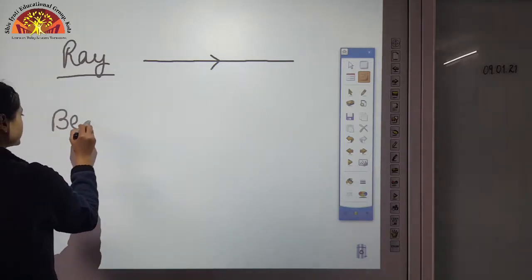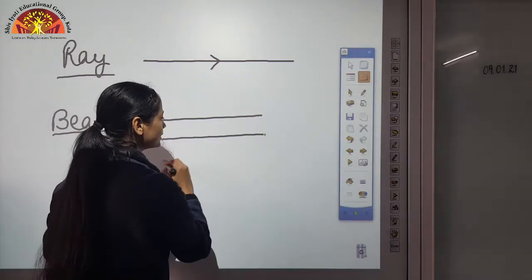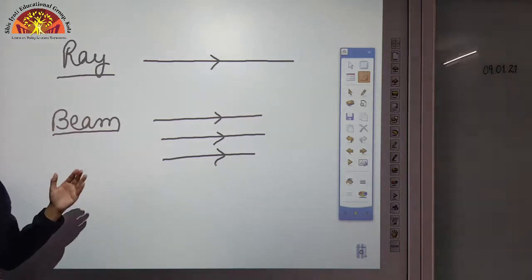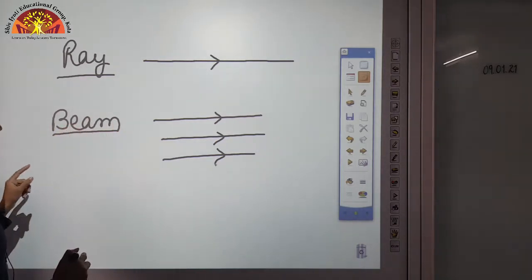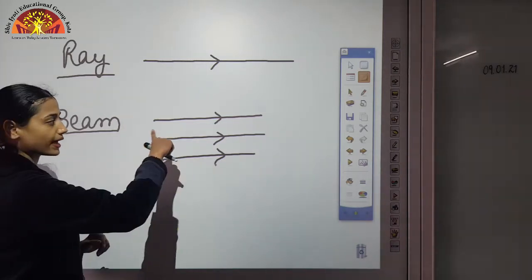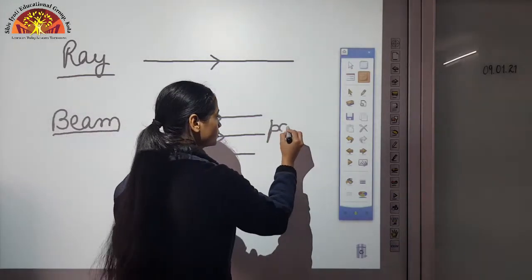And there is one more term, beam. If there are many light rays together, they make a beam. We say beam of light. So it consists of many light rays. Now there are three types of beam. One type is the parallel beam. That means all light rays are parallel to each other.